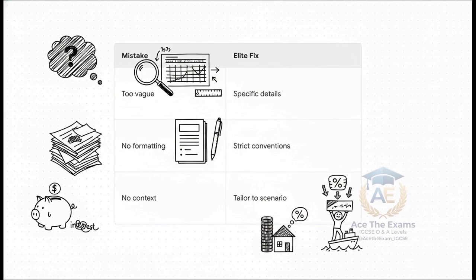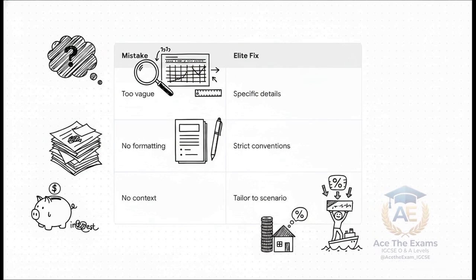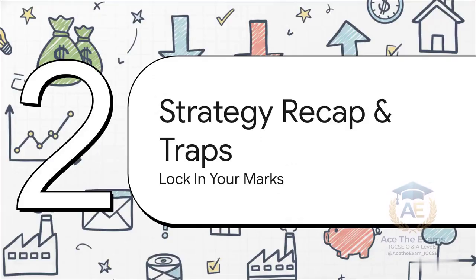Mistake 3, lack of specific context. Stating a loan is bad because of interest means absolutely nothing if you don't tailor it to the given scenario. Is the business highly leveraged already? If so, yes, the interest burden is catastrophic. If they have zero debt, it might be a perfectly manageable risk. Context is literally everything. Let's move into our final section, strategy recap and top traps.